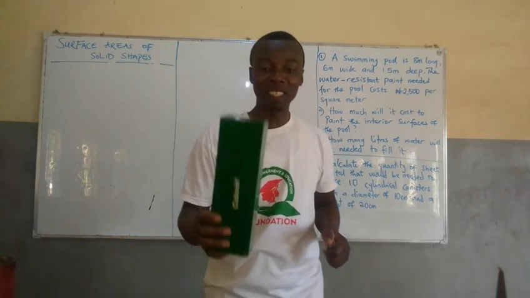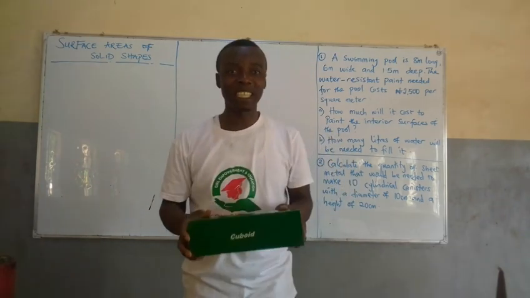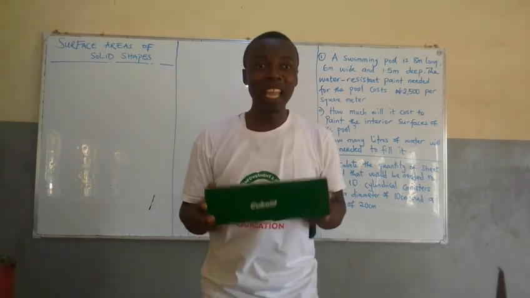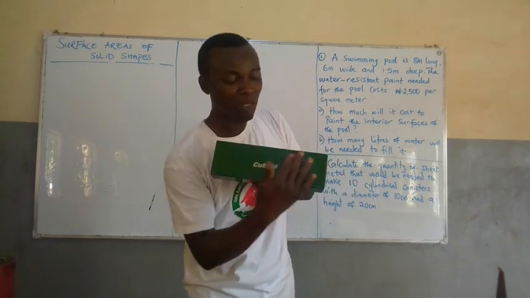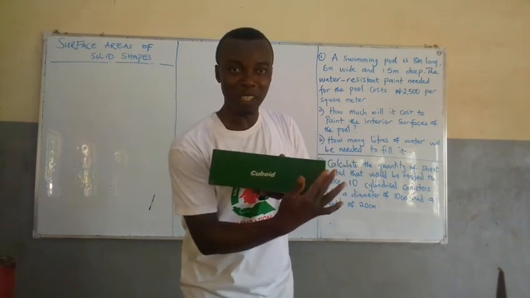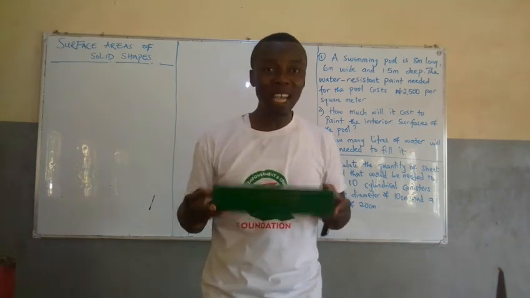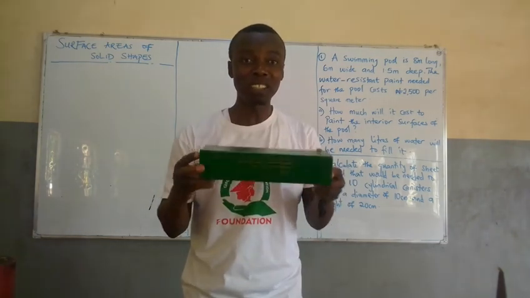Now here, take for example, I have a cuboid. Now this is a cuboid. When we say surface areas, what do we mean? We are talking about the surfaces of this cuboid. Now take a look at this. If I'm to ask, how many surfaces does this cuboid have?